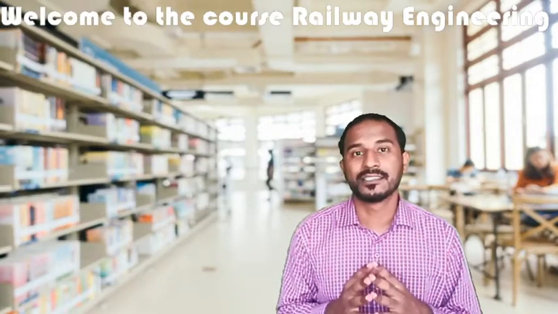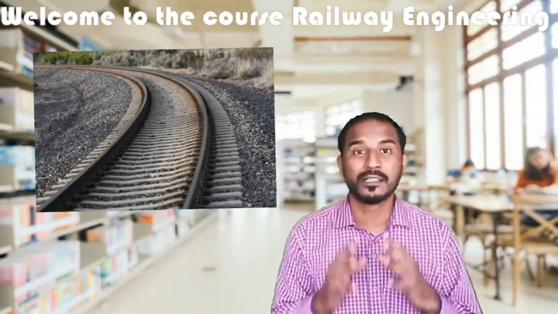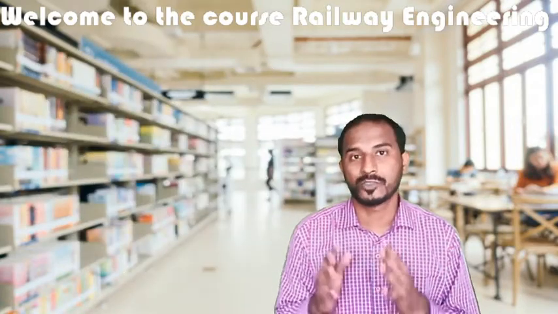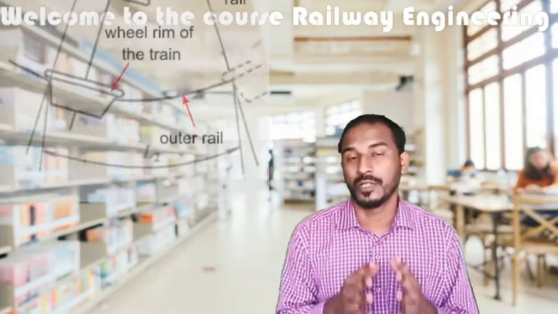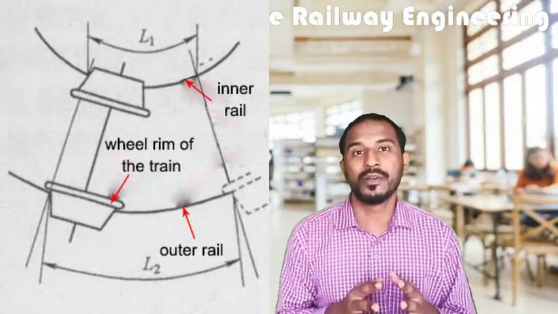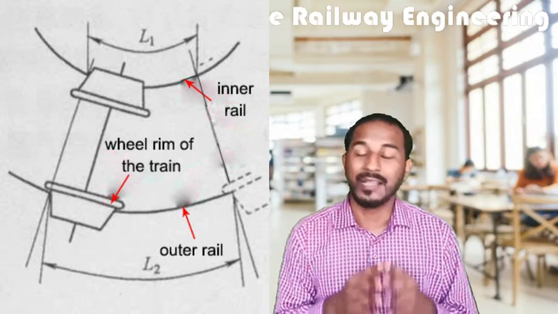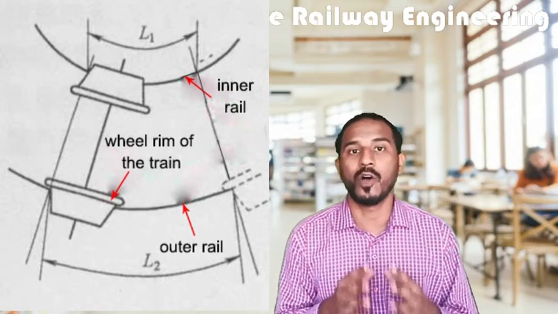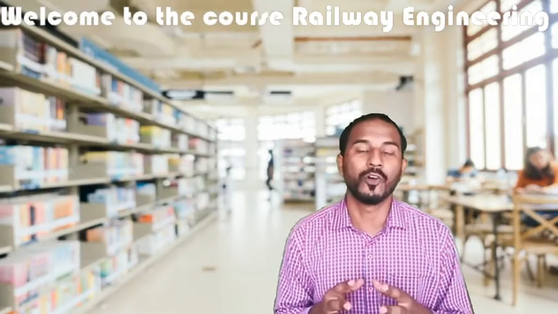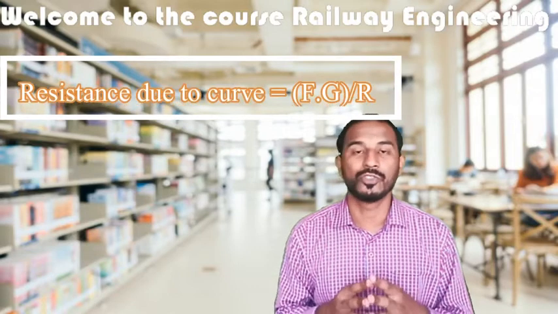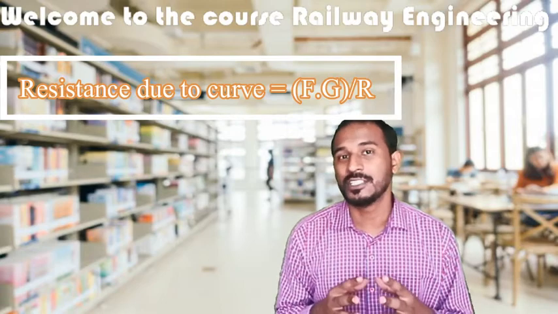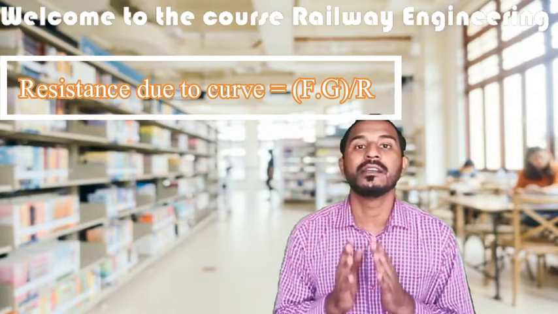The second track resistance is due to the curve. While traversing curves, centrifugal force acts on the train, which causes the wheels to move in an outward direction. If you observe the shape of the wheel, at the curves the outer wheel travels more distance as compared to the inner wheel, and this is nothing but the resistance offered by the curve. This resistance due to the curve can be computed with the formula F into G upon R, where F is the force due to sliding friction, G is the gauge of the track, and R is the degree of curvature.